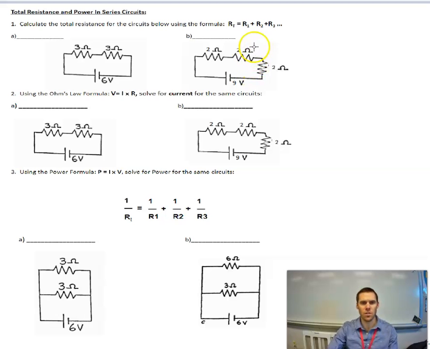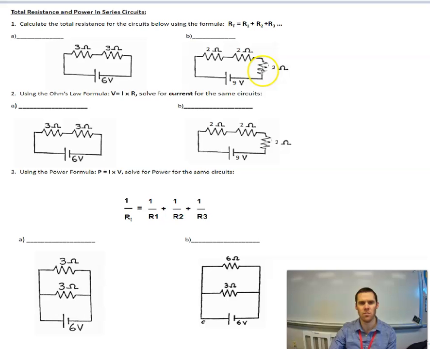So to calculate total resistance in a series circuit, and we know that this is a series because there is one continuous pathway for electrons to flow, all you have to do is follow this formula up here, and you are just adding the resistor amounts for each resistor, R1, R2, R3, R4 if there's 4, R5, and so on if there's 5 resistors.